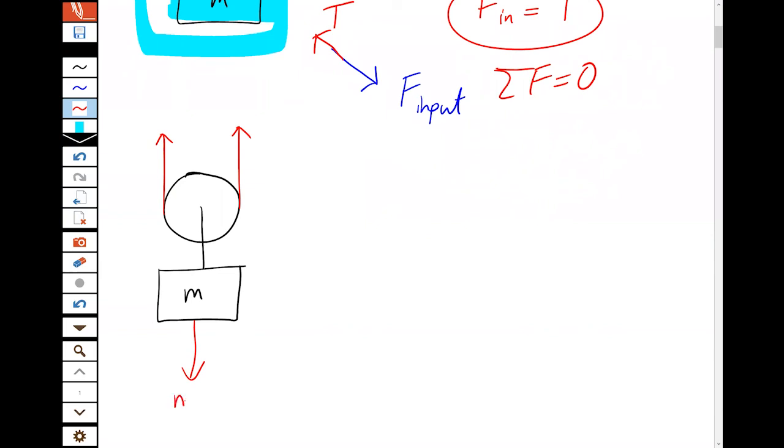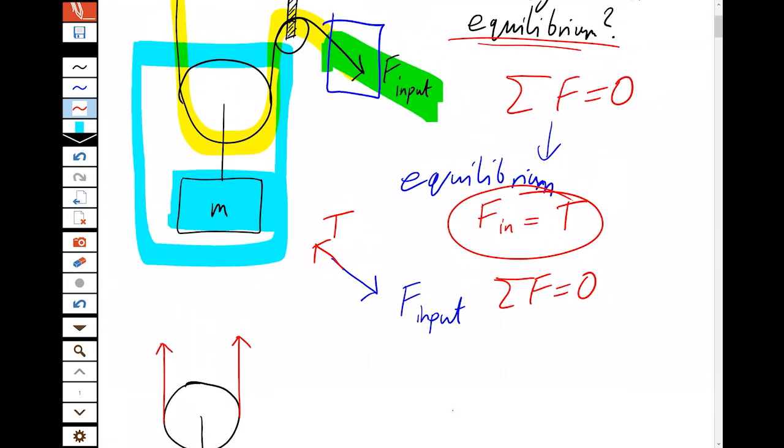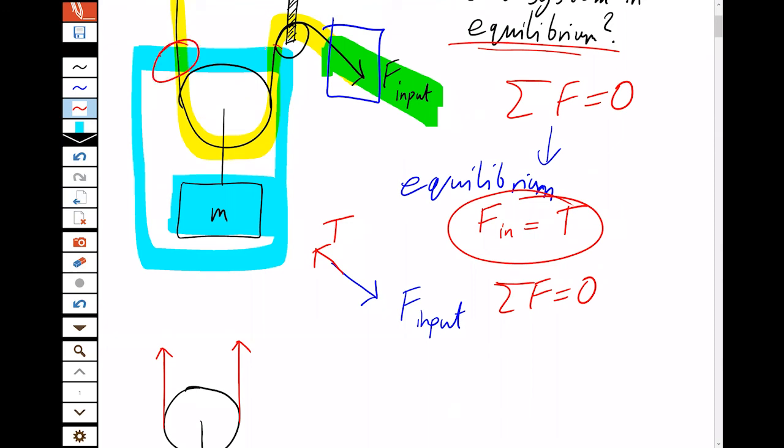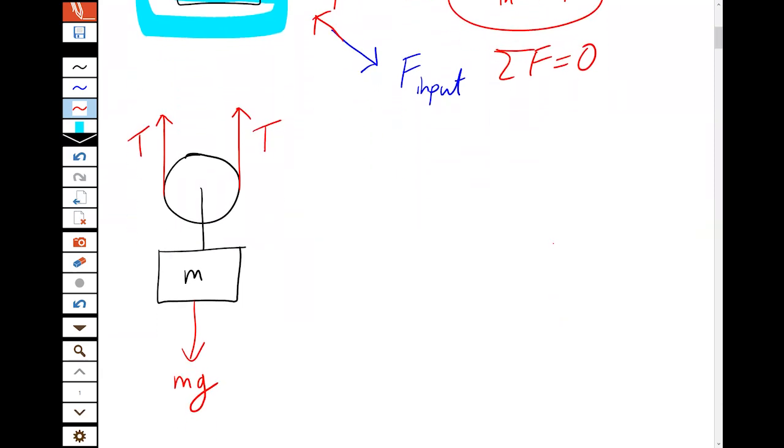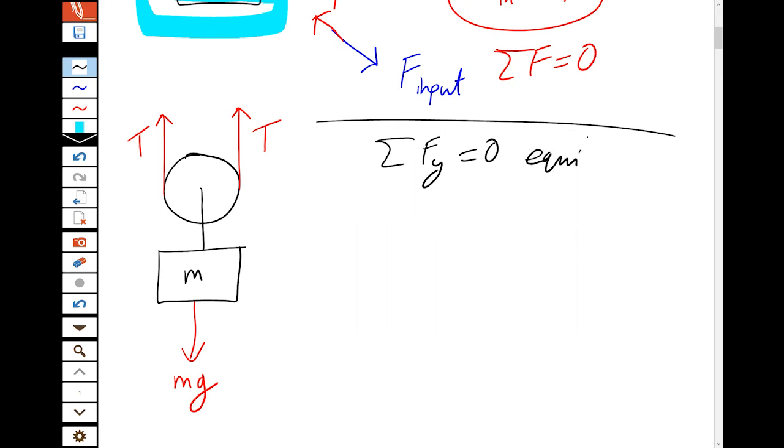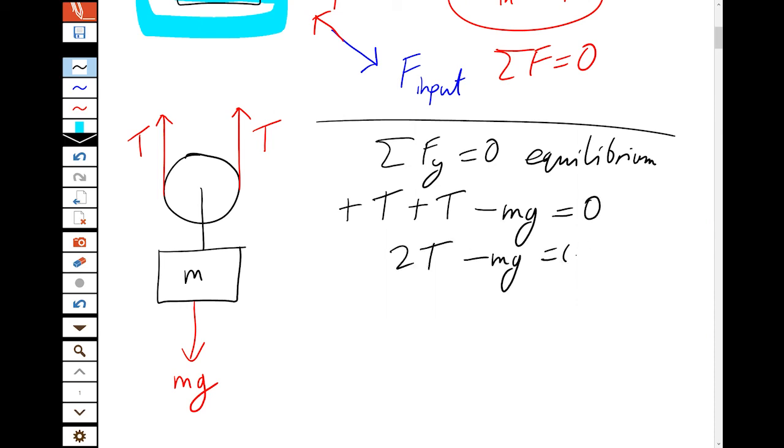So we see here we have the weight, mass times acceleration due to gravity down. And now see up here, we have cut through the rope twice. So we have a tension pulling up and a tension pulling up. And when we look at this whole thing, the sum of all the vertical forces is 0 because we're in equilibrium, which means all the accelerations are 0. We've plus the tension up, minus the weight down is 0. So we've twice the tension minus the weight is 0.